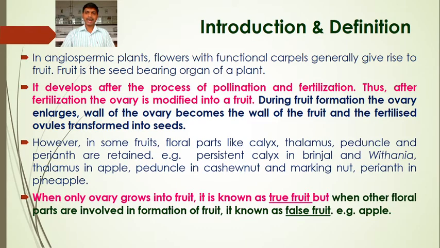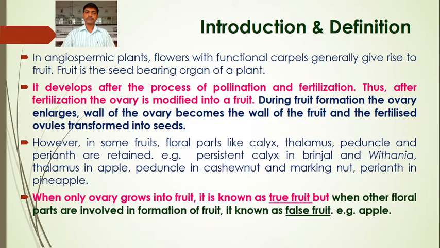But when other floral parts are involved in the formation of the fruit, it is known as the false fruit. For example, apple. So apple is a false fruit because it has developed from other floral parts. Such fruit is called the false fruit. So there are two types of fruits, true fruit and false fruit.